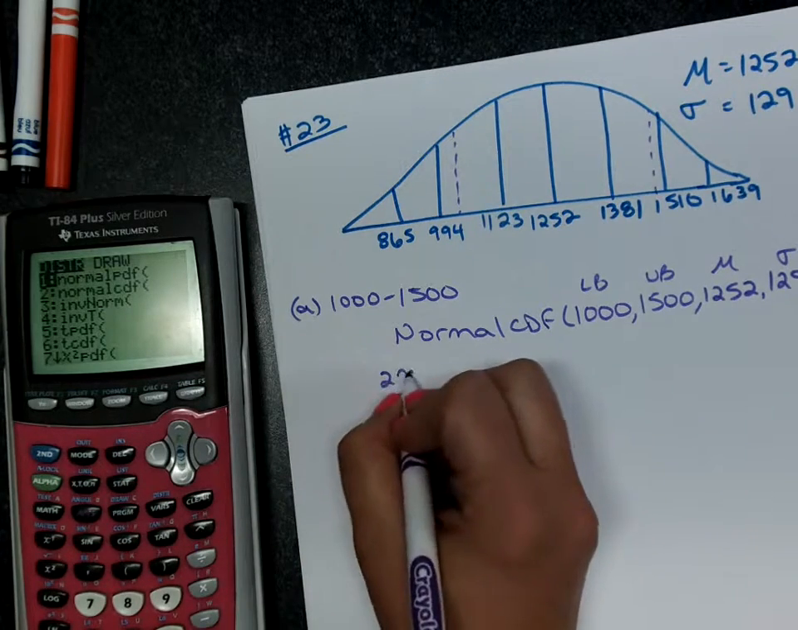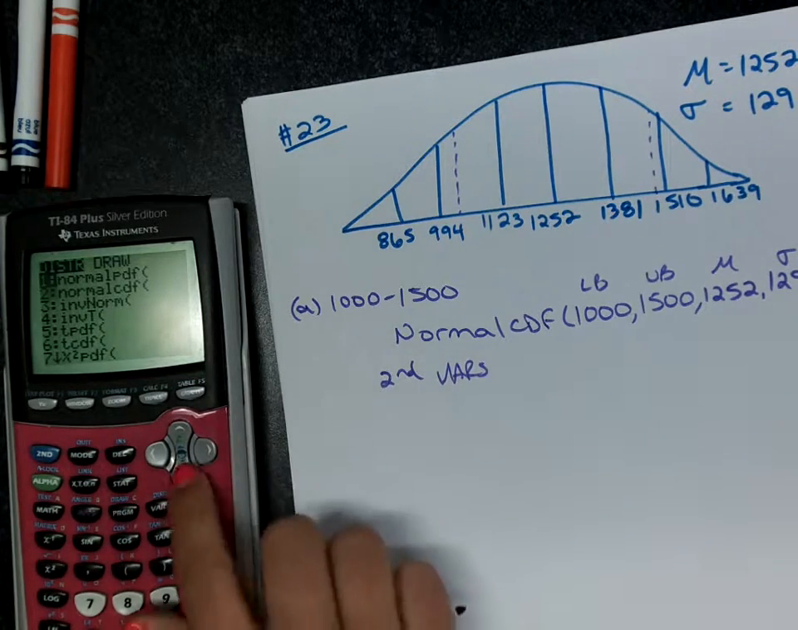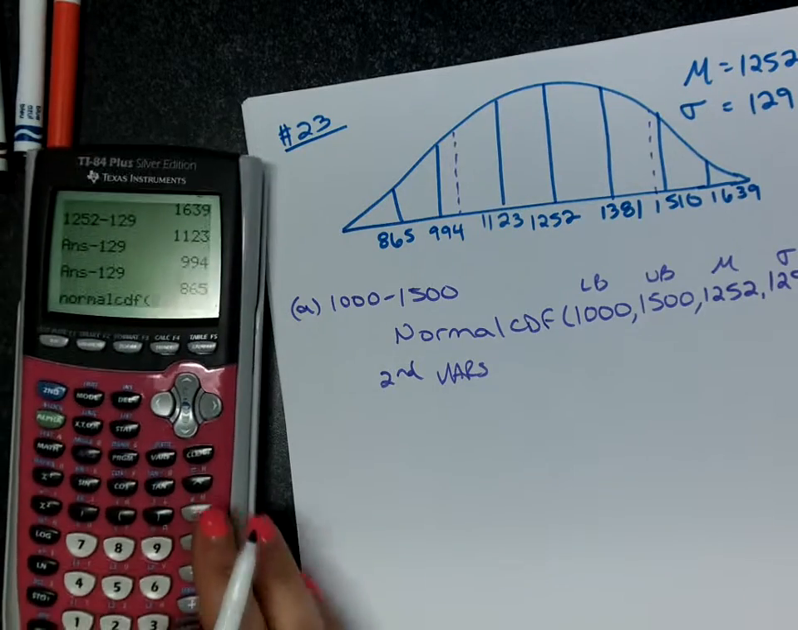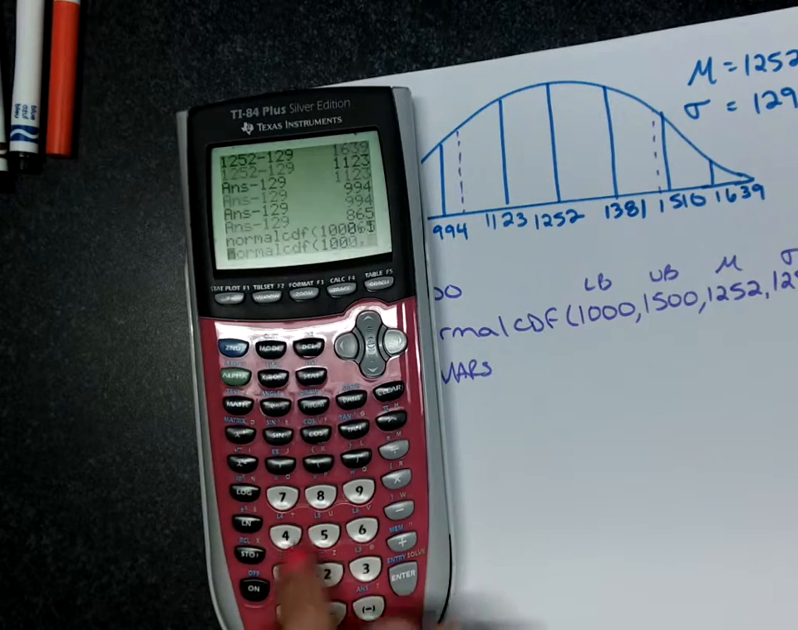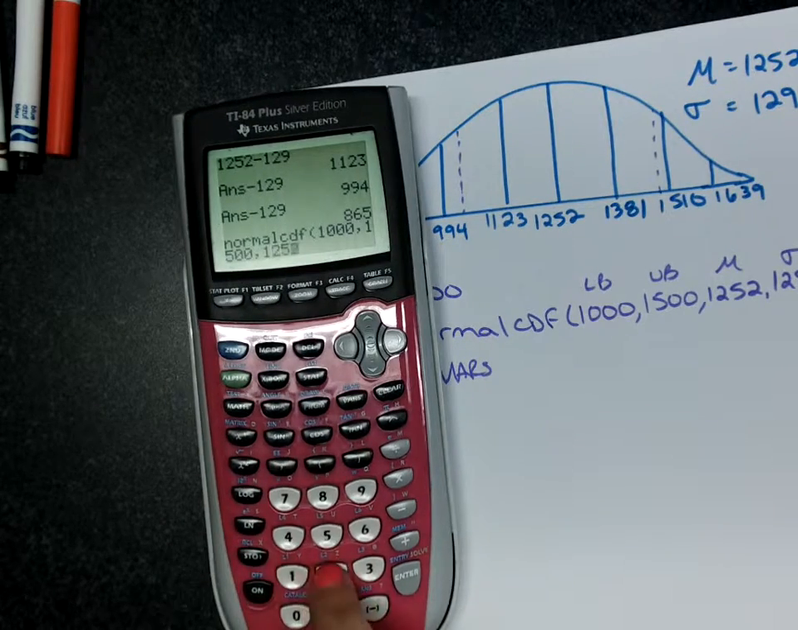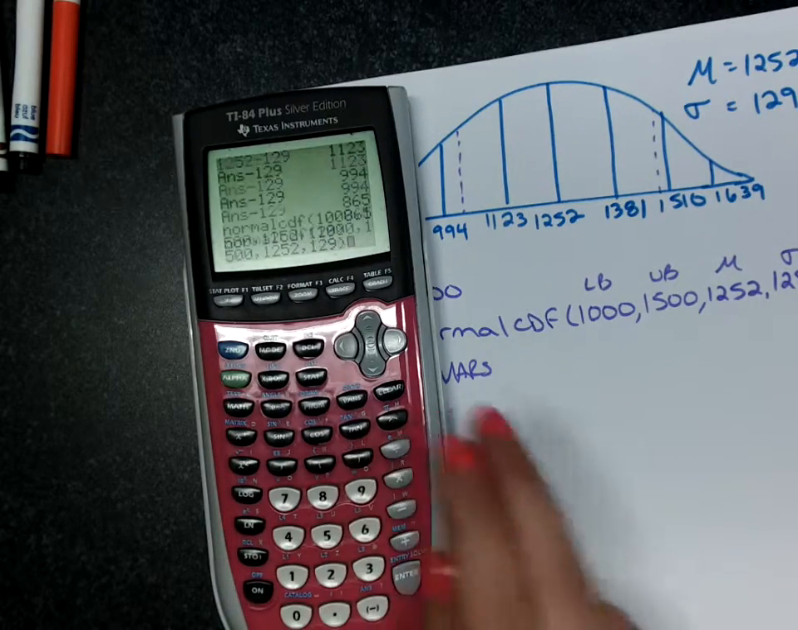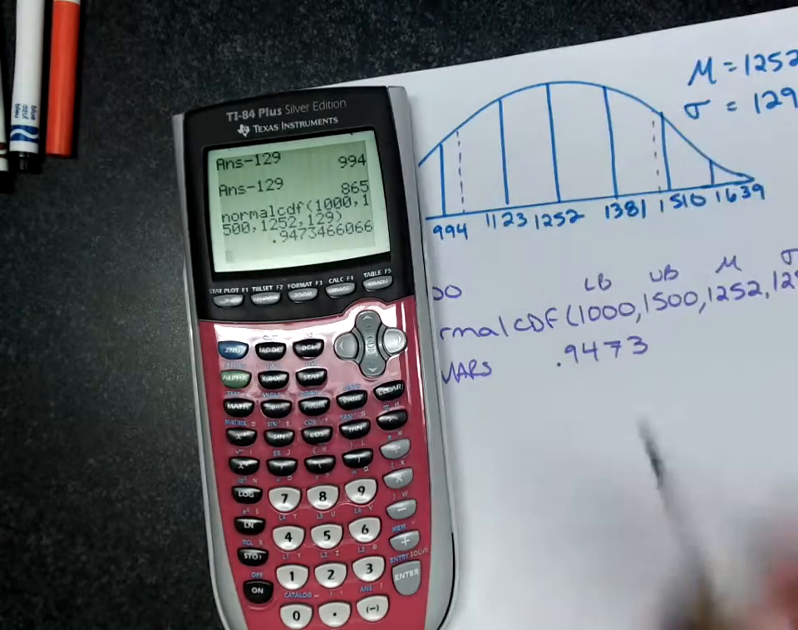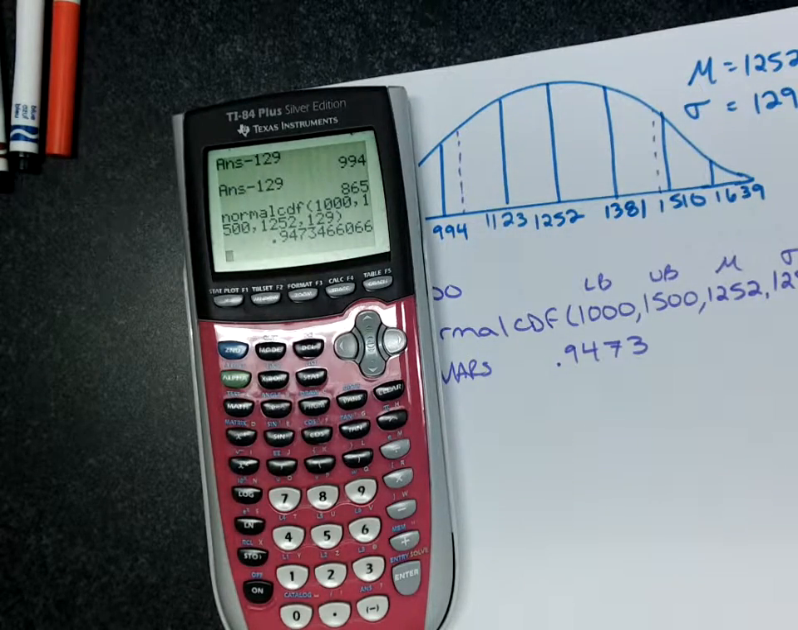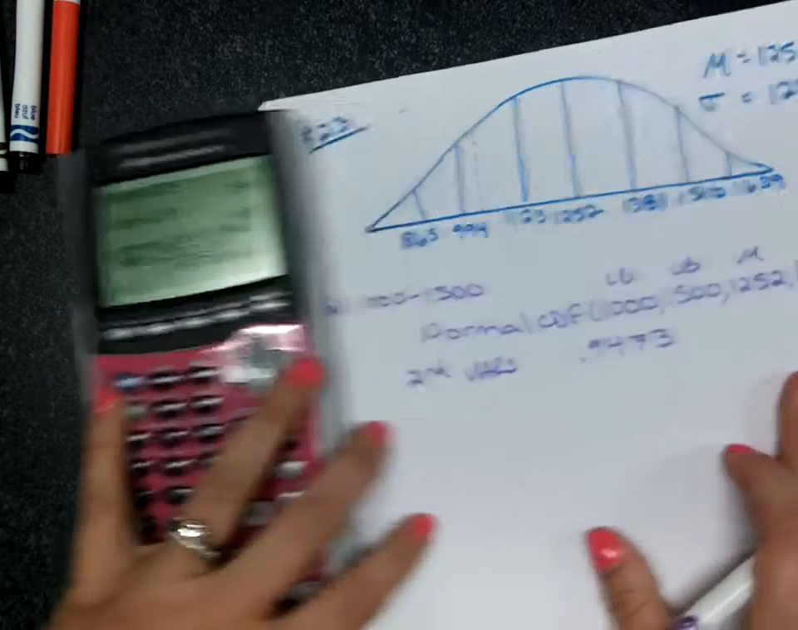Again, this is under second vars. We'll go to normal CDF. And then 1,000, 1,500, 1,252, and 129. That will give us 0.9473, which again, we're covering the biggest part of the curve, so that's going to be a number pretty close to 1. So this is rounded to 4 decimal places, 0.9473.